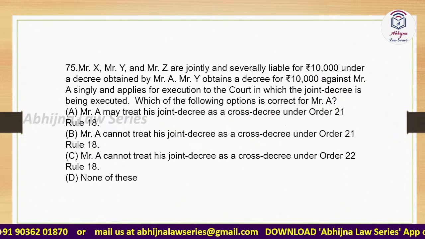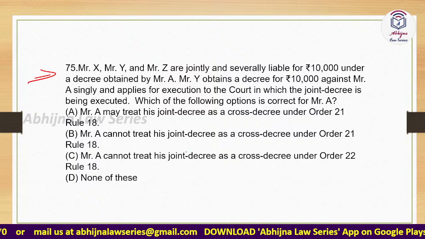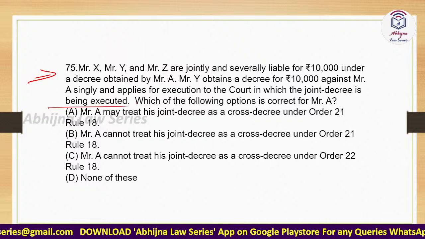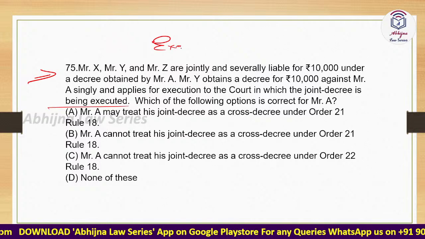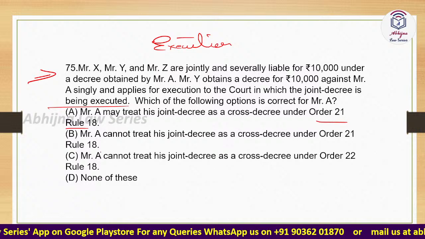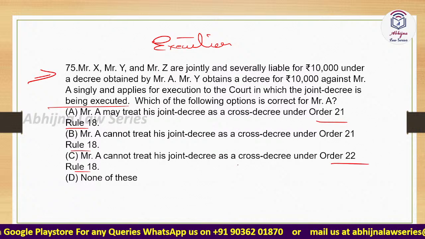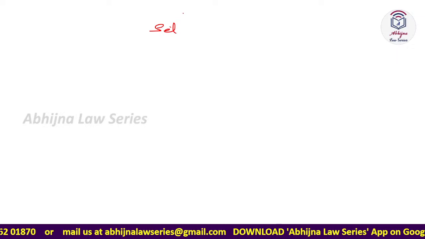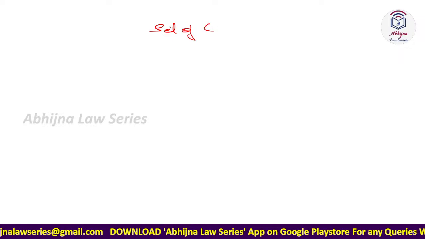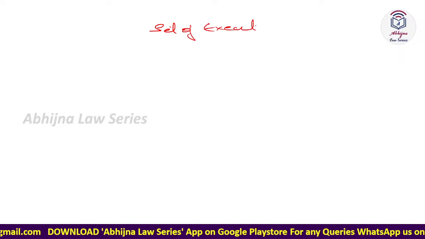Okay, this is a very difficult question as per my knowledge. This is based on illustration, CPC illustration, that too on execution proceeding. But we can see that here they have already given the provision, Order 21 Rule 18. So it means that this is a simple case regarding set off. But set off of what? Set off of decrees. Normal set off we can find in Order 8. But here this is set off of execution, or we can also call it cross decree.